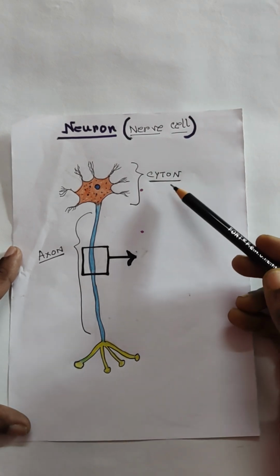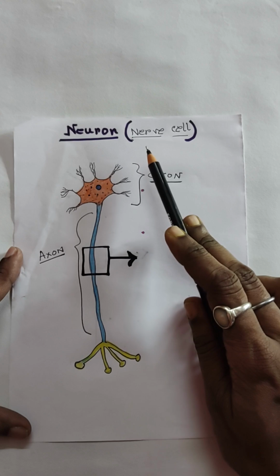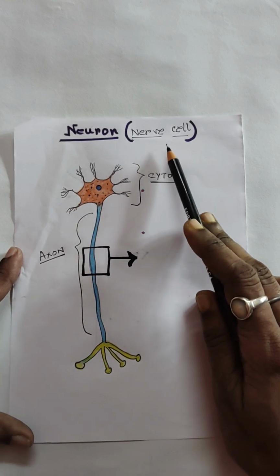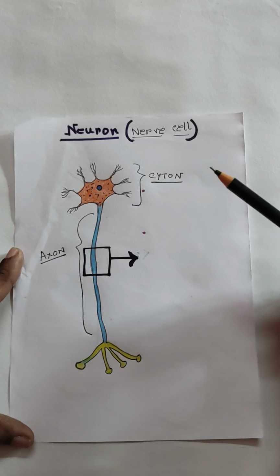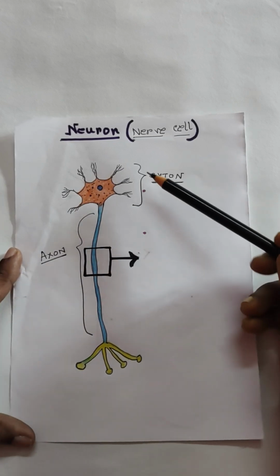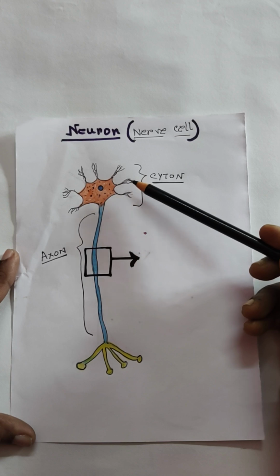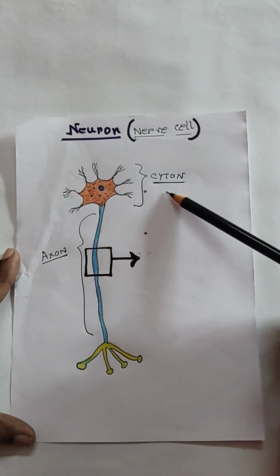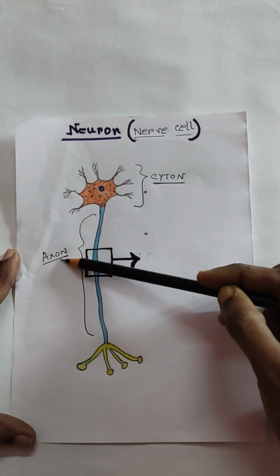This is our nerve cell, that is neuron. This is the structural and functional unit of the nervous system. Here today I am discussing a very important topic of the nervous system. Okay, so this is neuron. The neuron is divided into two parts. The head portion is called the cyton and the tail part is called the axon.